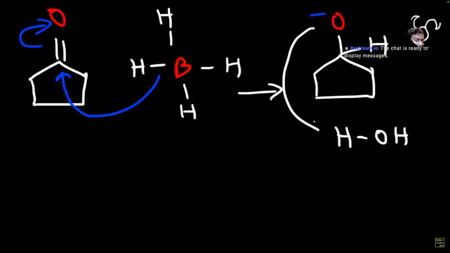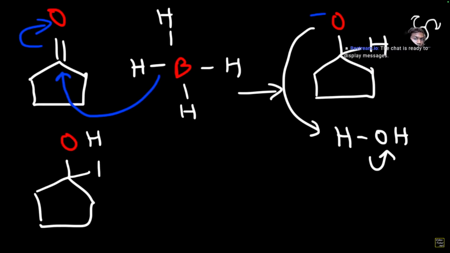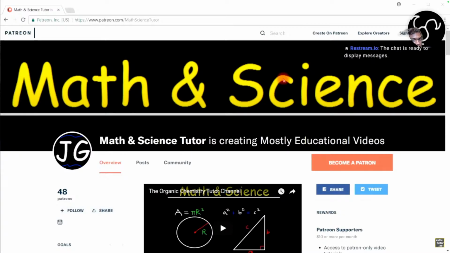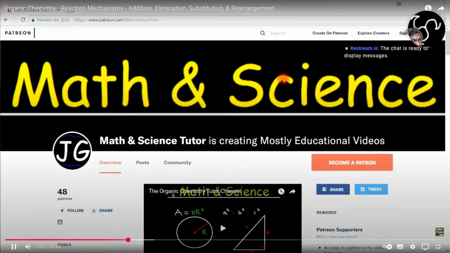So it's going to pick up a hydrogen from water, generating the hydroxide ion. And so now we've added a total of 2 hydrogen atoms across the carbonyl group, making it an addition reaction. And so that's the mechanism for the reduction of a ketone into an alcohol using sodium borohydride, which is a nucleophilic addition reaction.